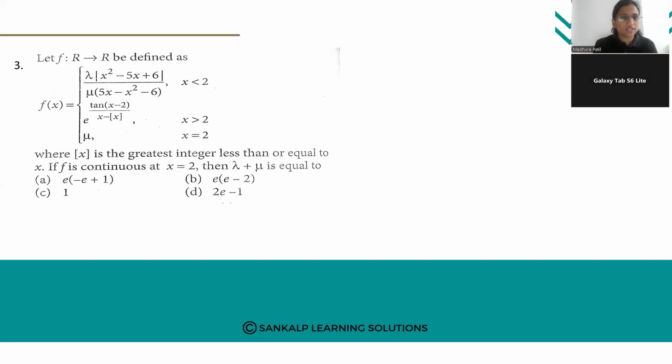e to the power tan of x minus 2 divided by x minus greatest integer function x if x is greater than 2, and it is mu if x equals 2, where the bracket denotes the greatest integer function. If f is continuous at x equals 2, then what is the value of lambda plus mu?